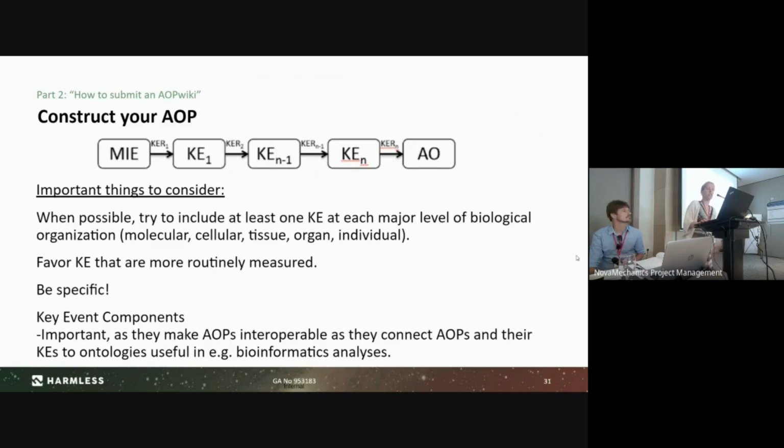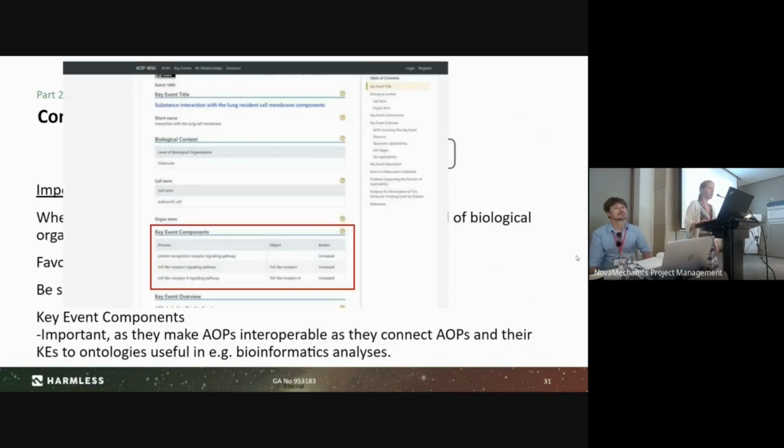A good colleague of mine, Kenny Newmark, told me that there's been more focus on key event components, so these are also something to consider. They are important because they make AOPs interoperable, as they connect AOPs and key events to ontologies, which are useful for bioinformatic analysis. This is where it can be found in the wiki. This is not something I considered when I constructed my AOP 4 years ago.